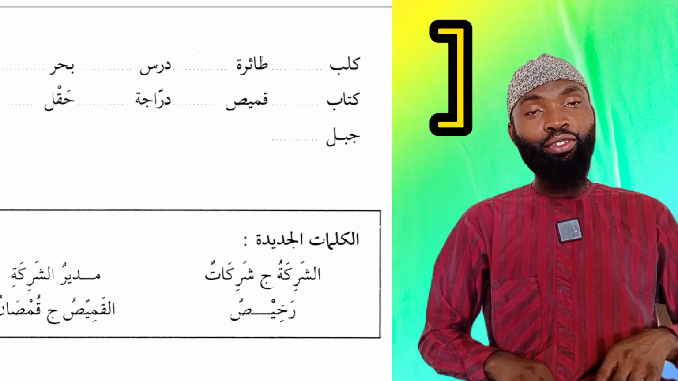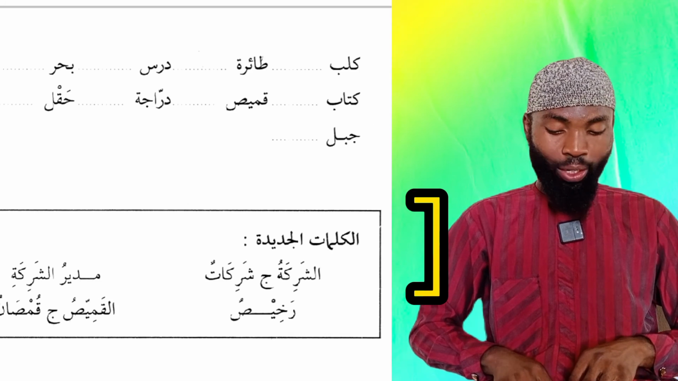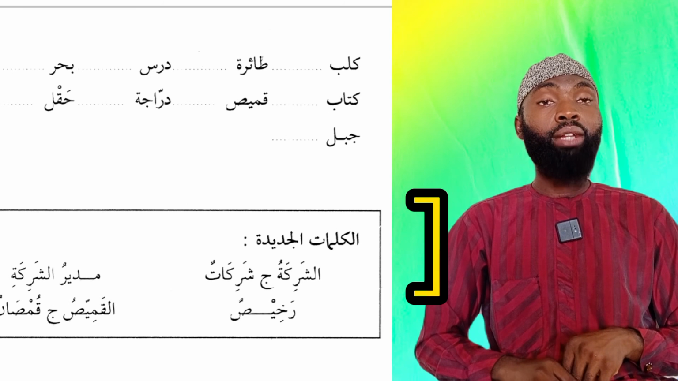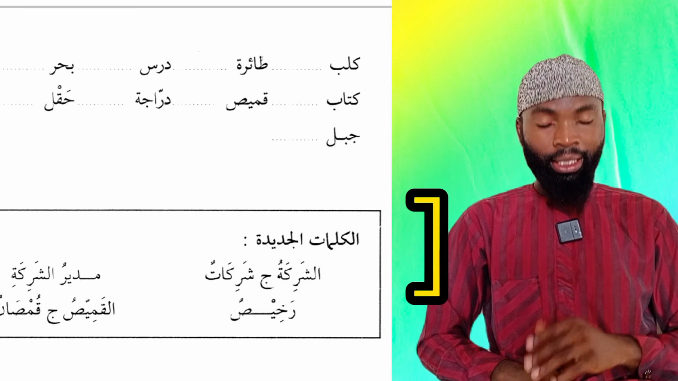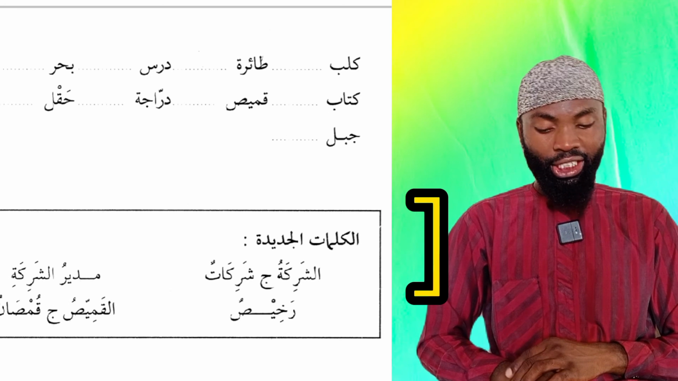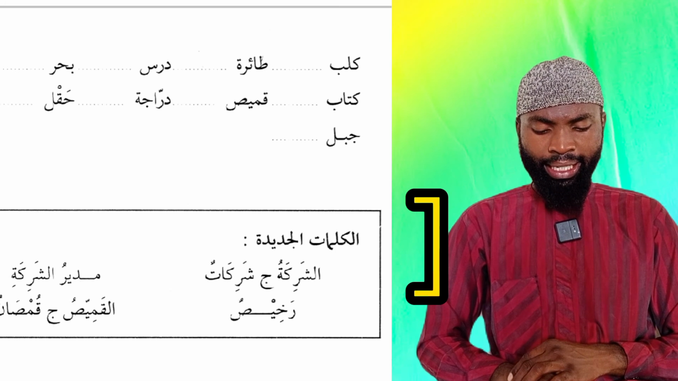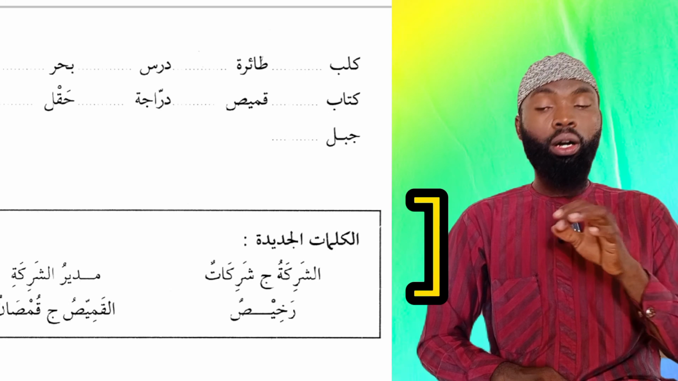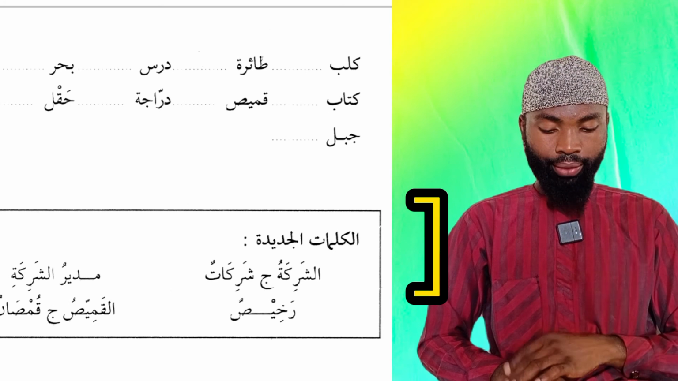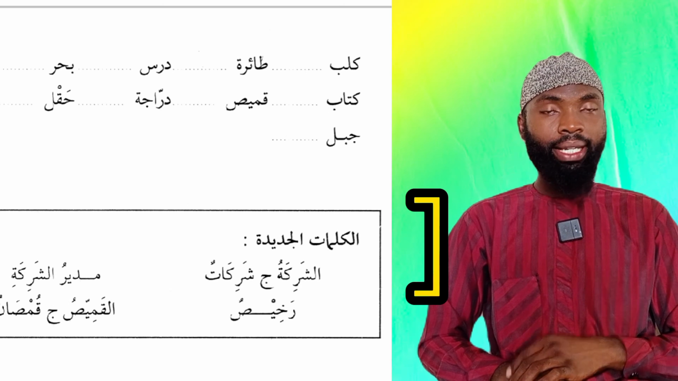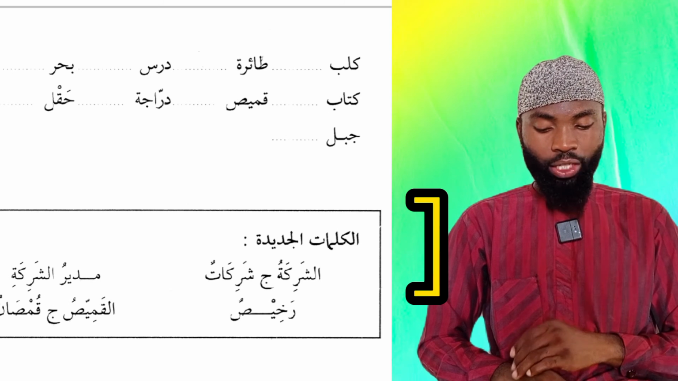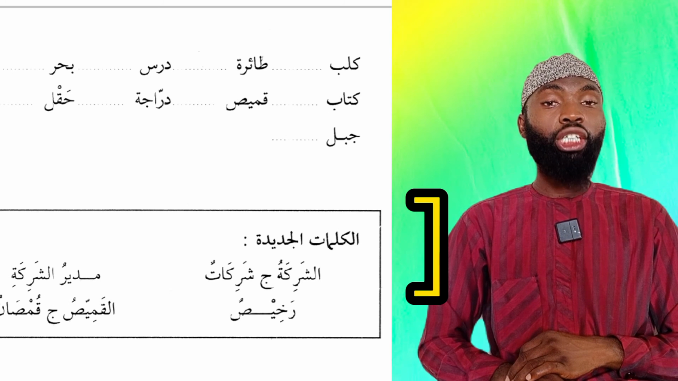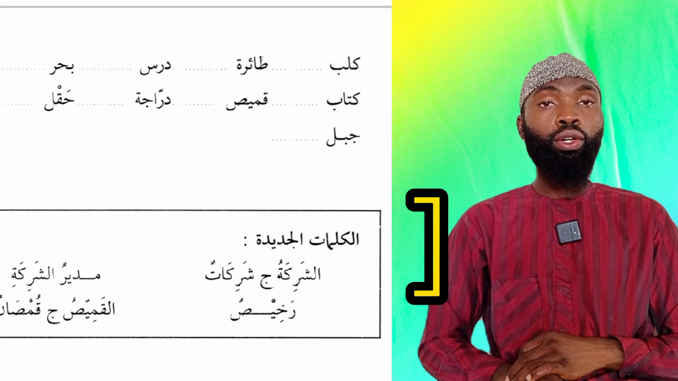We have al-kalimatul jadida, new vocabulary, new words. The first is asharikatu. Asharikatu simply means factory. The plural form of this is sharikatun. The next we have mudiru sharika, that is the director of the factory. Next we have rakhisun, cheap. And next we have al-qamisu, which means the shirt, and the plural form is qumsanun.